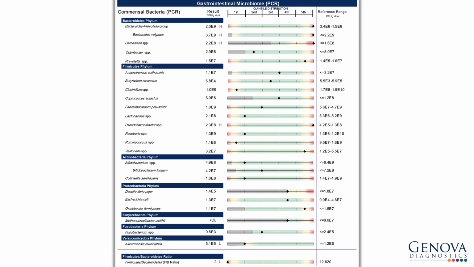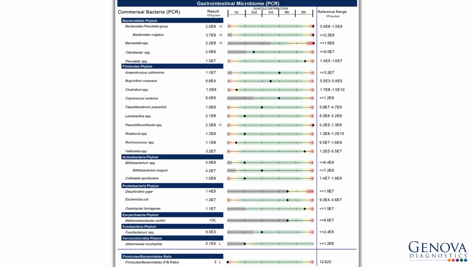We do have a commensal bacteria chart that you can download from our website that lists each organism and dietary or lifestyle associations when the finding is high or low. A few things to point out on this page are the levels of lactobacillus and bifidobacterium, which are found in probiotic supplements and fermented foods.